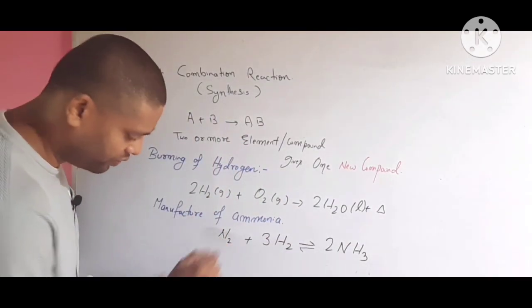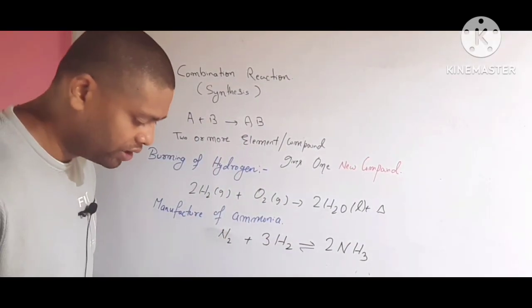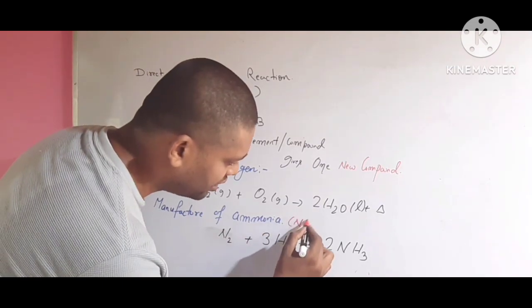Okay. Manufacture of ammonia. Now what do you mean by ammonia? Ammonia is NH3. The ammonia formula is NH3.